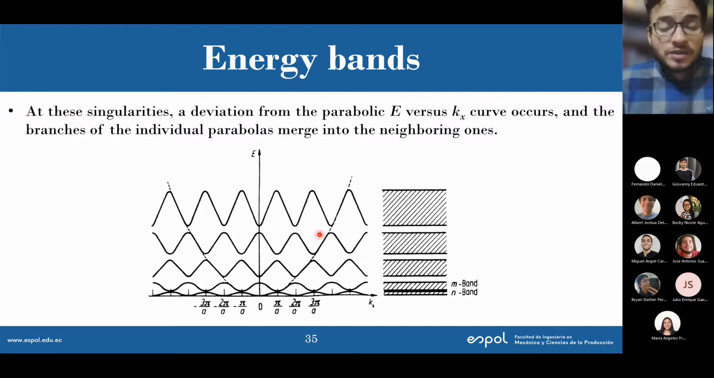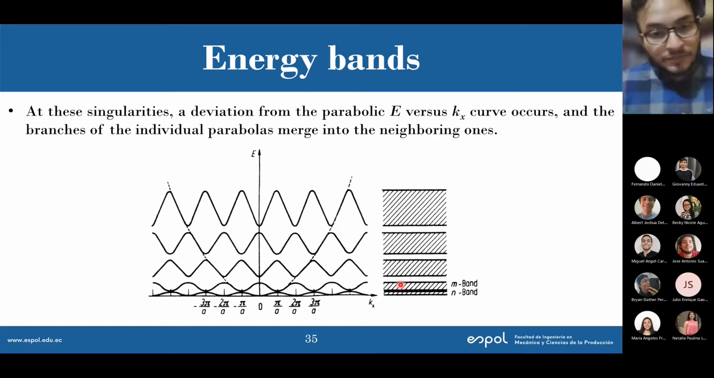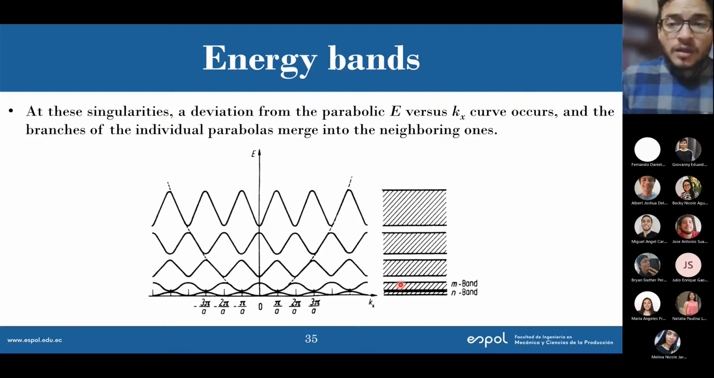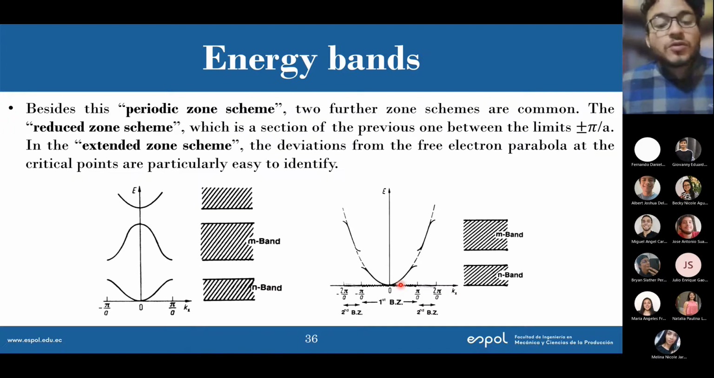So this is called a periodic zone scheme, and this is just representing how electrons behave in crystals. Now there are two other ways to represent this model. One is the one on the left, the reduced zone scheme, where what we do is just cut the graph between minus pi over a and pi over a.